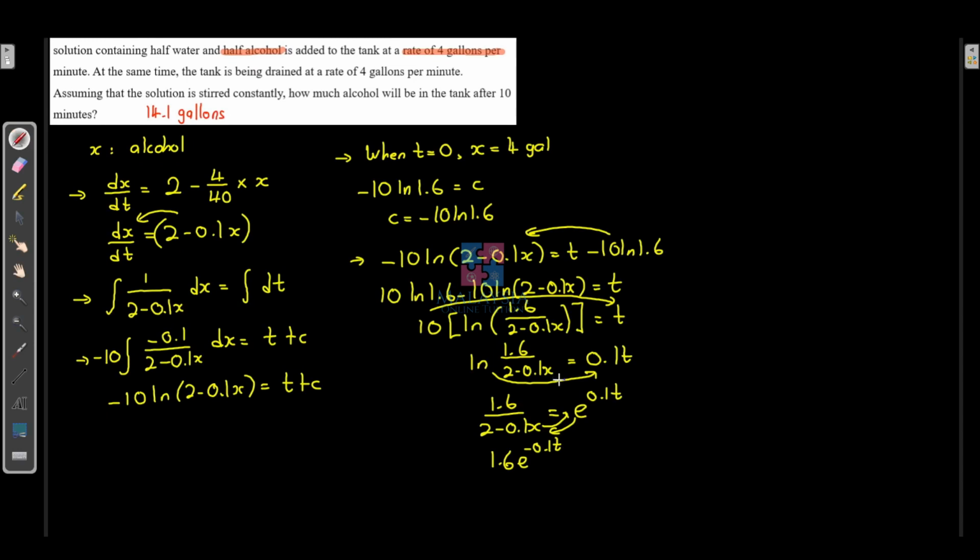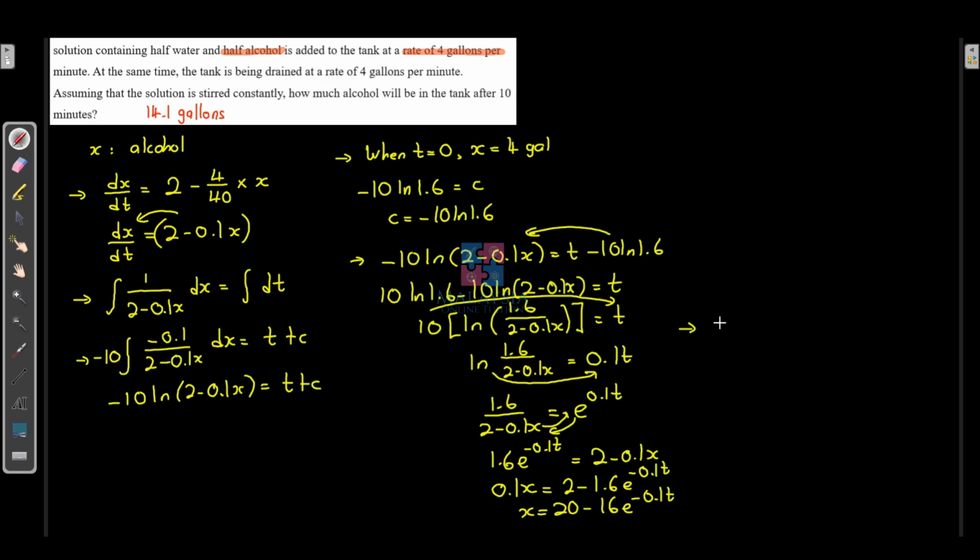So next, what do we do? Equals 2 minus 0.1x. And then 0.1x equals what? This is 2 minus 1.6 e to the power of negative 0.1t. And then x equals 20 minus 16 e to the power of negative 0.1t. Now what we are going to do is replace our t with 10, because they said after 10 minutes.